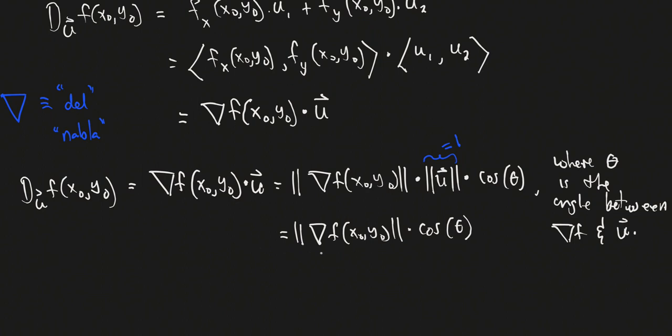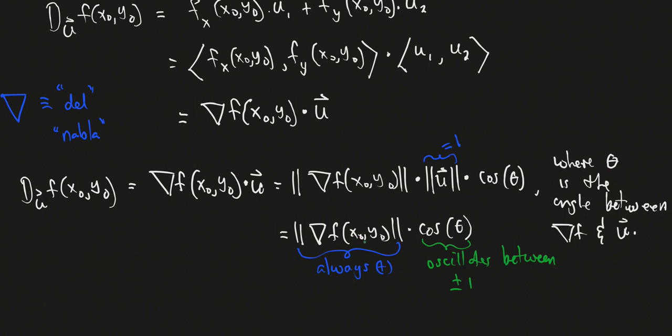The magnitude here is always positive. The magnitude of the gradient will never give you anything negative. But we know the cosine function oscillates between plus or minus 1. Since this is always positive, and this is a fixed number, at a fixed point this is really just a constant positive number.